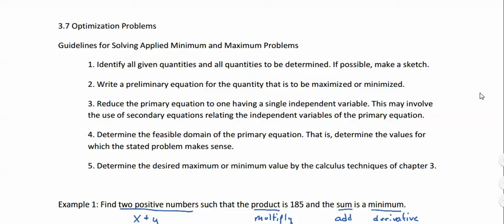Okay, so a PowerPoint for section 3.7 would be kind of pointless. Therefore, we're going to go through the notes as they are on the website, and I'll just talk my way through them. First of all, let's look at some guidelines for solving applied, minimum, and maximum problems.